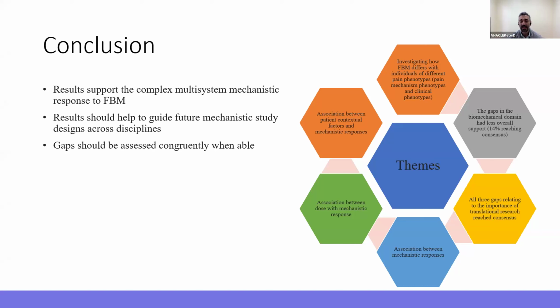So overall, the results support that there's a complex multi-system mechanistic response to FBM. The results should help to guide future mechanistic studies. And the beauty of it is a lot of these things can be studied concurrently. You don't have to pick one of these gaps and just study that. A lot of times you can study these things together.